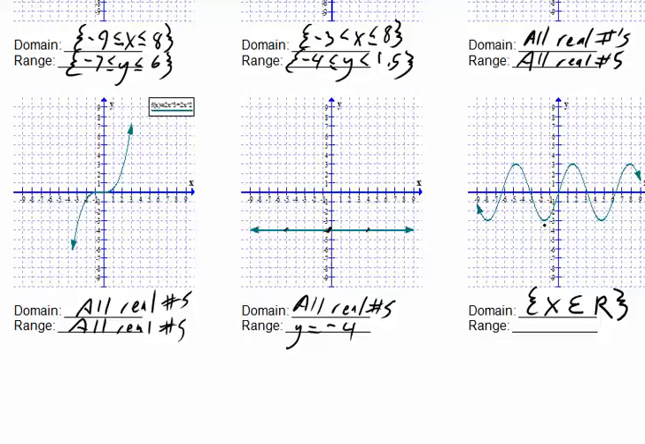Now y, though, the smallest y ever gets is -3, and the biggest y ever gets is 3. So y is between two values. So it's -3 is the smallest value, less than or equal to y, is less than or equal to 3. And we're using the equal sign because it touches -3 and it touches 3.